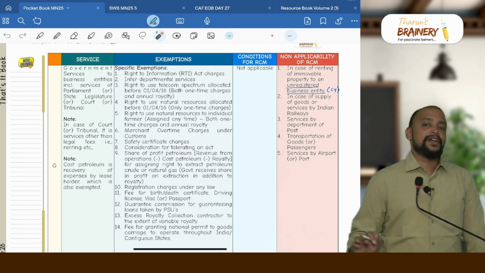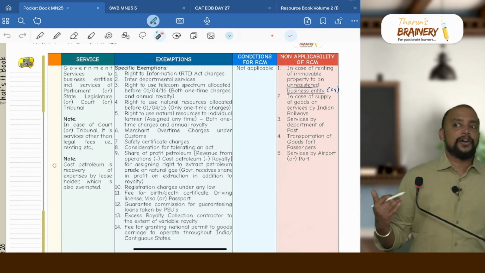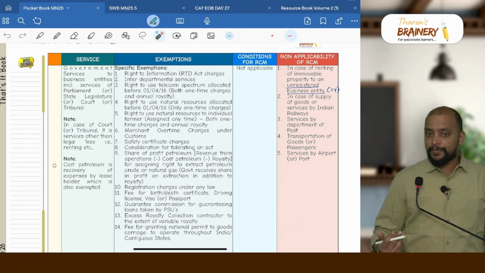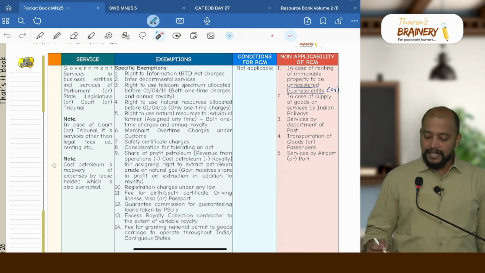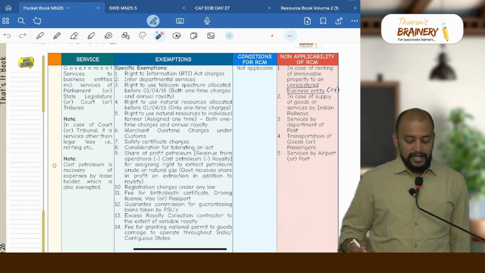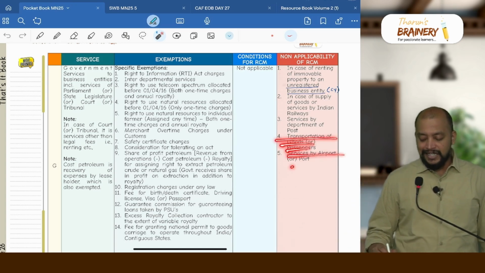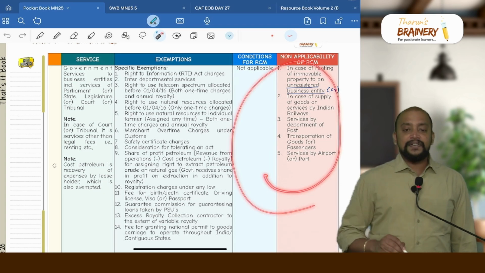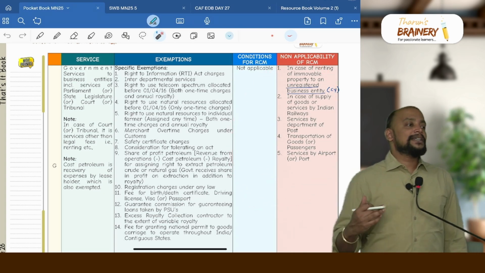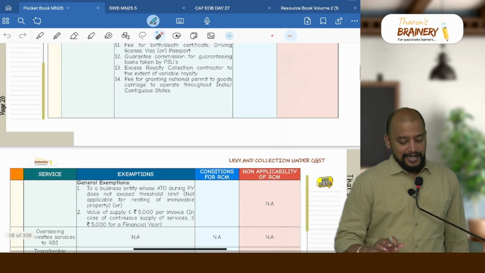Condition for RCM, we don't have any condition for RCM. Non-applicability of RCM, in few cases RCM will not be applicable, it will be always FCM. What is that? In case of renting of immovable property to an unregistered business entity, and in case of supply of goods or services by Indian Railways, then Department of Post, then transportation of goods or passengers services by port or airport. These 5 cases, don't check, it will not be RCM, it will be always FCM. Other than these 5, all other services provided by government to business entity will be covered under RCM.